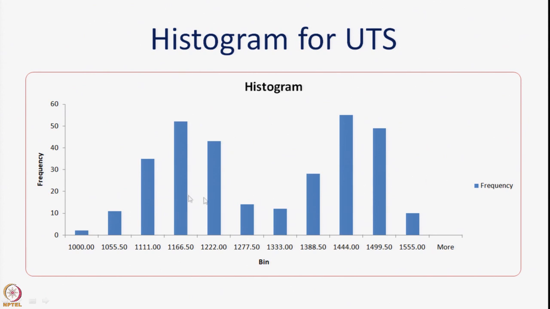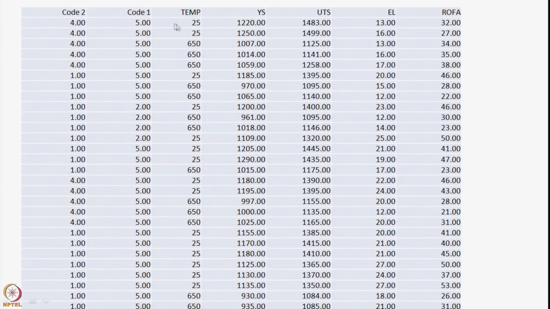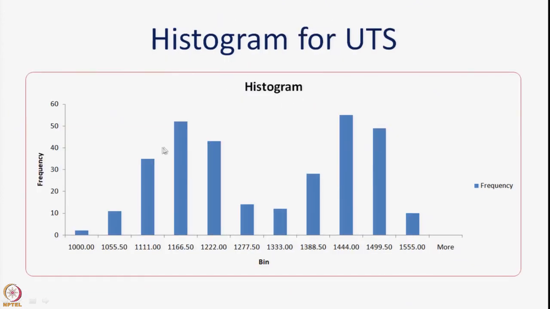So you find that this is bimodal data, and it can be shown that this happens because there are two temperatures. If you look back, the data has temperature values of 25 degrees, which is room temperature, and a high temperature of 650 degrees, and therefore you see the two peaks, one belonging to the room temperature, the other belonging to the high temperature.